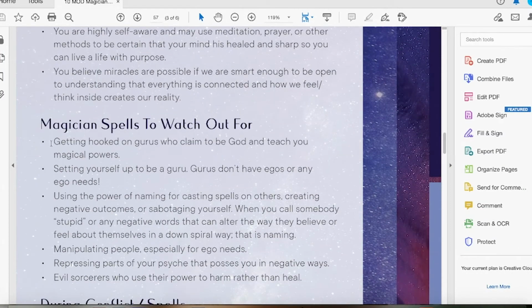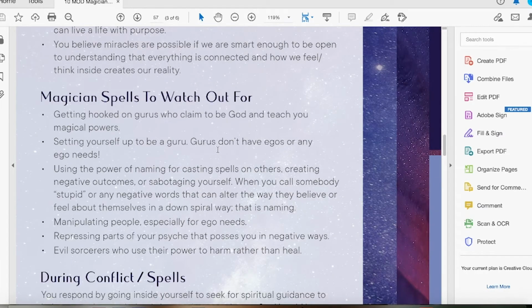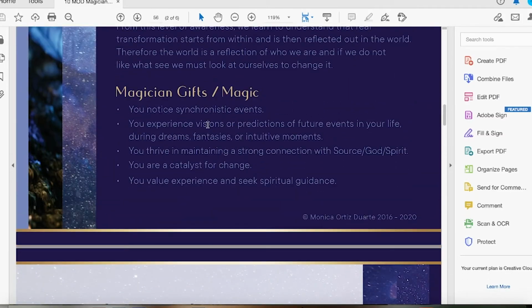And then this area, the magician spells to watch out for: these are the negative tendencies that a specific archetype can fall into. So it's very important to be mindful of these things. If you notice any of these things occurring in your life, or you could be around somebody who has a strong magician and they're doing these specific things, then if it's you doing that, you want to be mindful of that and work to shift these to balance back to more of the positive aspects of the archetype.